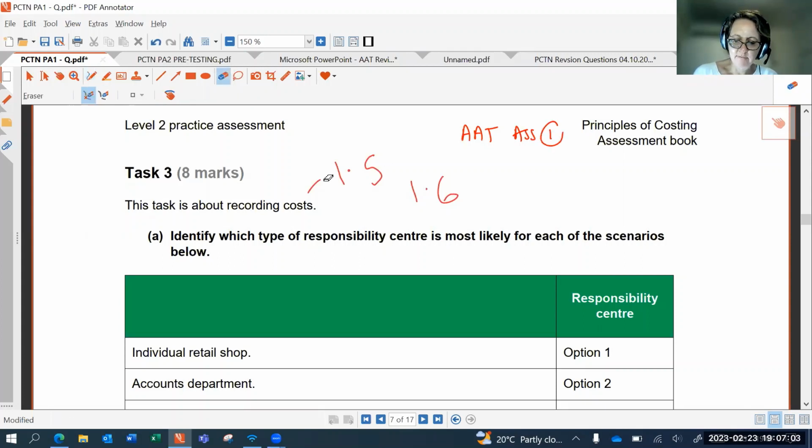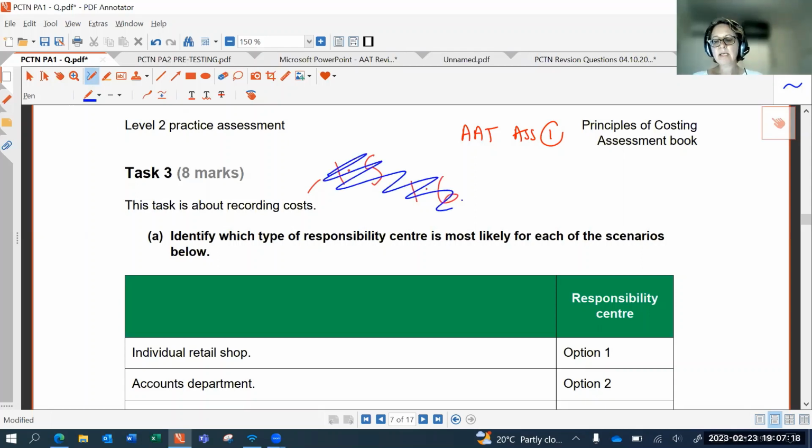You can ignore this reference to the 1.5 and 1.6. That was just us when we were going through the assessment and linking it to the various learning outcomes to make sure that we've got everything covered. So you can just ignore those bits there. So this is AAT assessment number 1 then. This is task number 3.